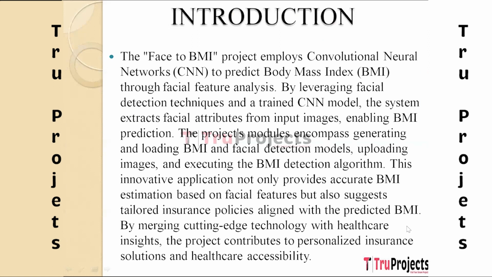Introduction. In the Phase 2 BMI project, facial feature analysis is used to estimate body mass index (BMI) using a convolutional neural network (CNN). The method gathers face features from input photos and then uses a trained CNN model and facial detection techniques to estimate BMI.